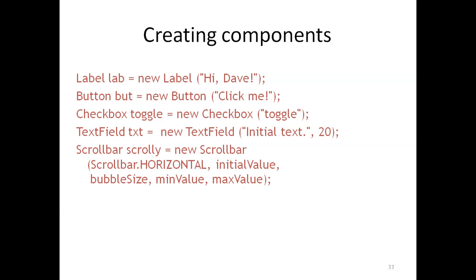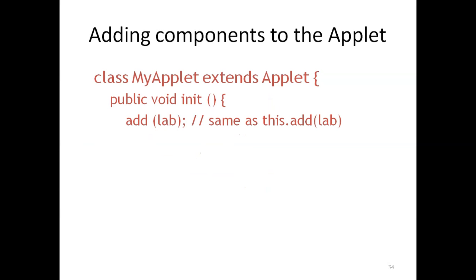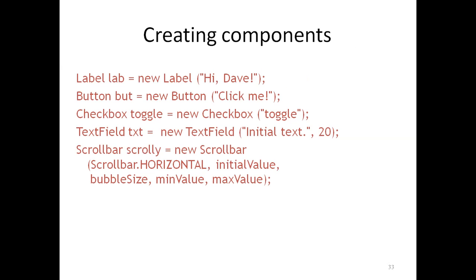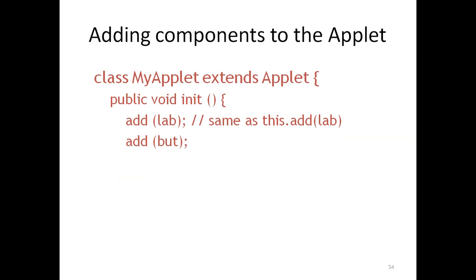And now we will use these components and design the program. This is one of the programs, where the program name is MyApplet, and it extends Applet. So inside the applet we will write the AWT program. init is the first function, and it is just like a constructor. Inside the constructor we have written add lab, add button, as we defined in the previous slide. Lab is the label, then button, toggle, txt, scroll bar. So we will add them one by one.